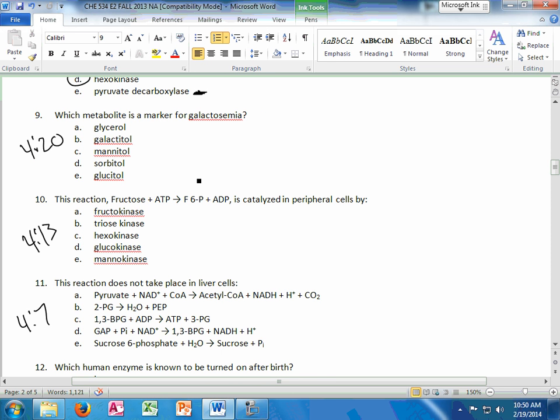Usually he likes to ask a question about the galactose disease. It's found on slide 20. The answer to that is galactitol, the alcohol version.